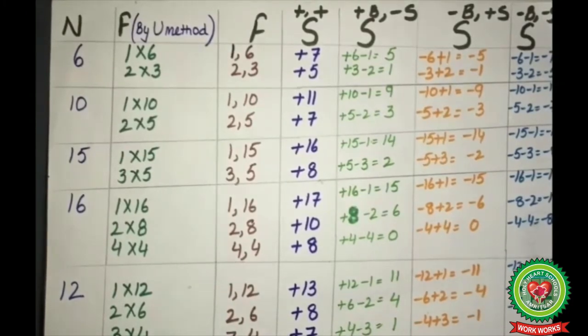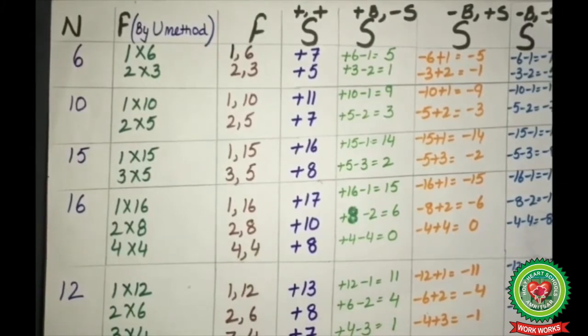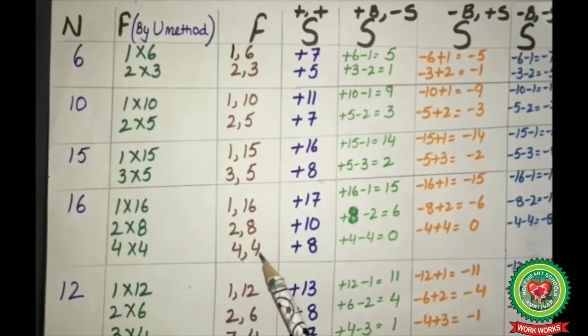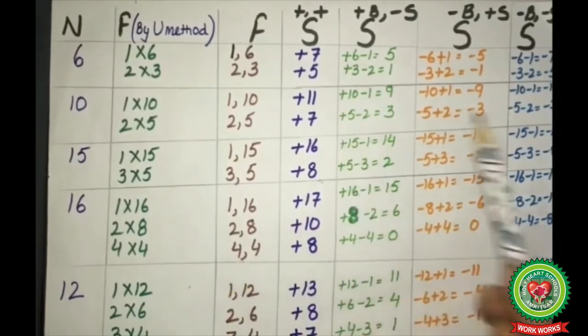The fourth example that we are going to discuss is of the number 16. Again, we have written the factors of 16 by the U method. That is 1 into 16, 2 into 8, and 4 into 4. So the factors of 16 will be 1 comma 16, 2 comma 8 and 4 comma 4.